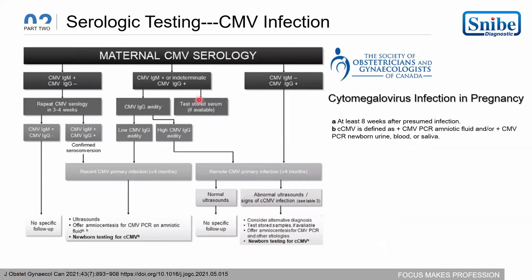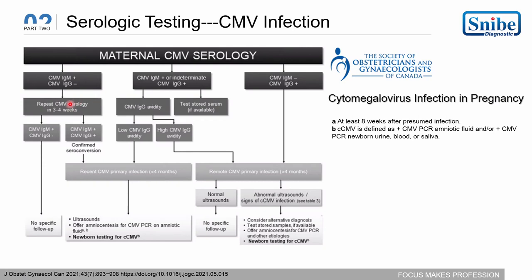So, according to the Society of Obstetricians and Gynaecologists of Canada, at least 8 weeks after presumed infection, congenital cytomegalovirus is defined as a positive CMV PCR of amniotic fluid, or PCR of newborn urine, blood, or saliva. So, here for maternal CMV serological testing for screening, if the CMV IgM is positive and CMV IgG is negative, then they have to repeat the CMV serological test in 3 to 4 weeks.